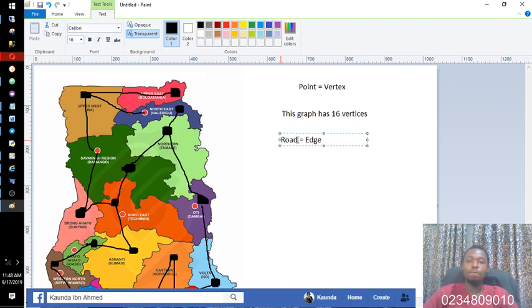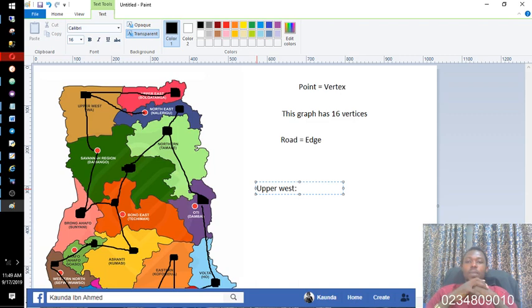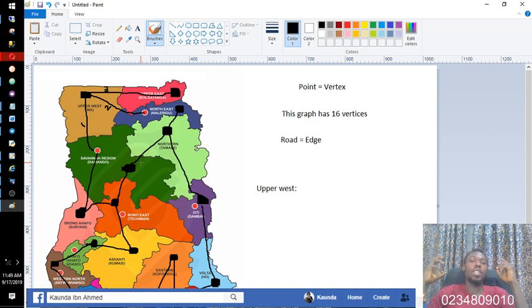So let's see another one. Let's say Upper West. How many roads lead to Upper West? We can see them here. Let's use a small one. This is one road, this is two, and this is three. So there are three roads leading to Upper West, or from Upper West there are three different routes you can take to get out of the capital.